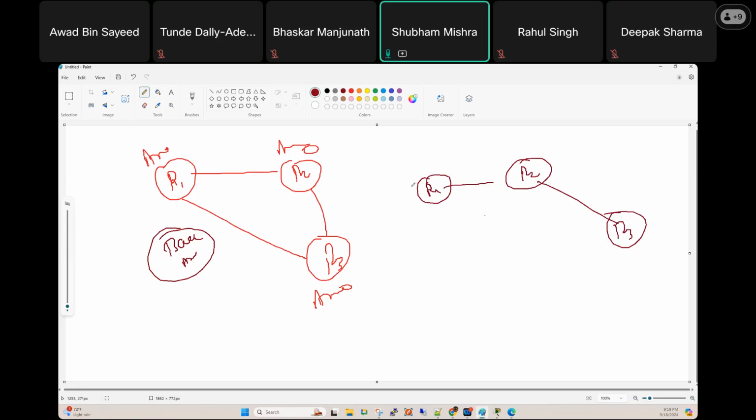But for example, R1, R2, R3, like this. Here I configure area 0, here I configure area 1, and here I configure area 2.